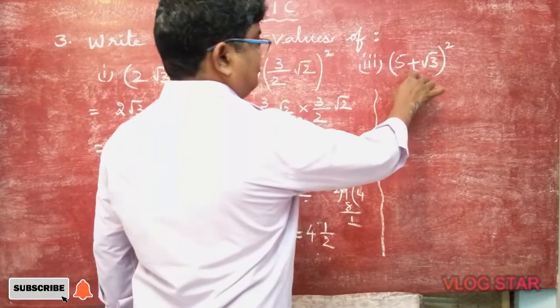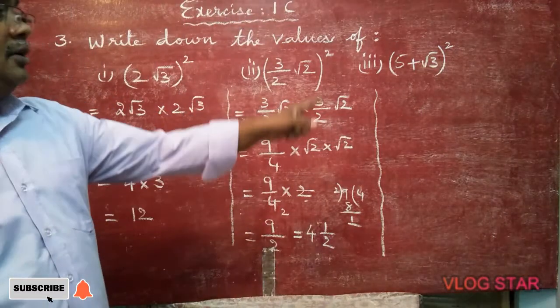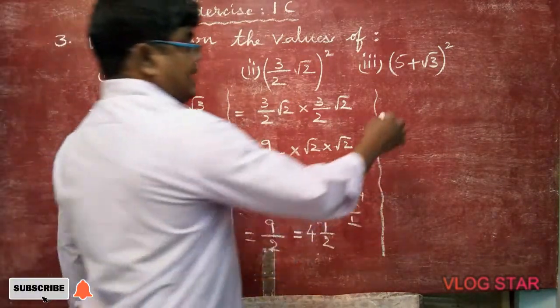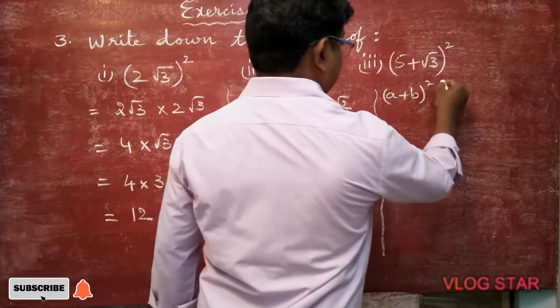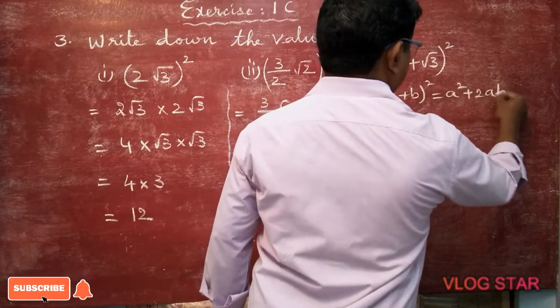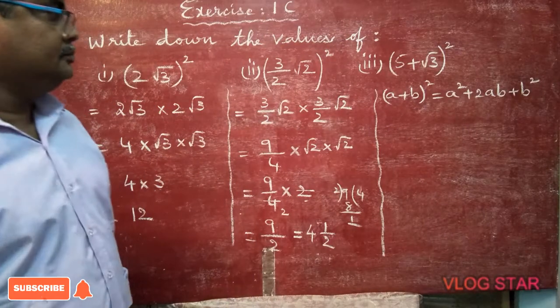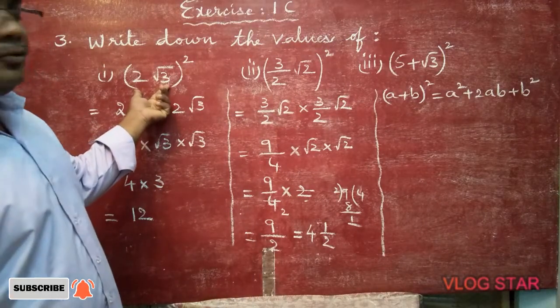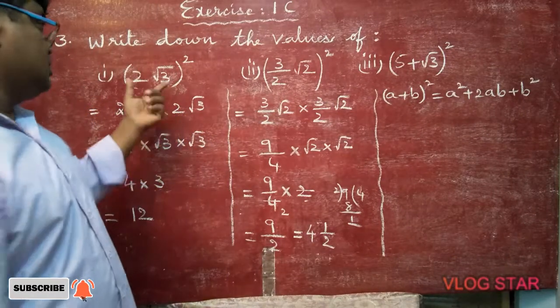Now 5 plus root 3 whole square. It is in which form? A plus B whole square is equal to A square plus 2AB plus B square. Are you able to follow? Here these are one term only. Here two terms, binomial. This is monomial.